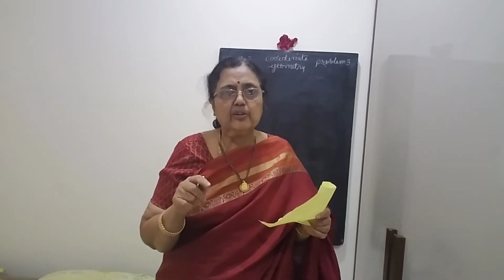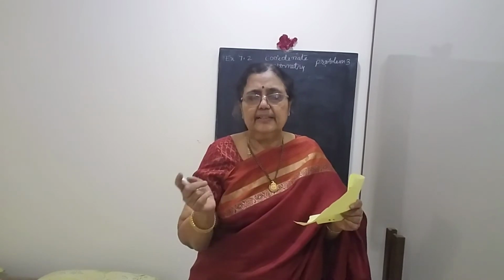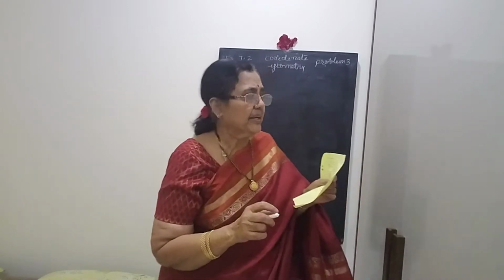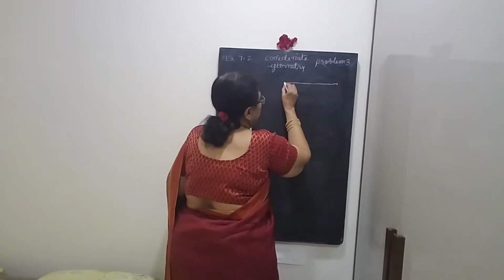you don't need to find out the coordinates of a point, but you have to find out in which ratio it is dividing the given straight line. That means the endpoints of the straight line will be given. So here, let us take them as A and B.